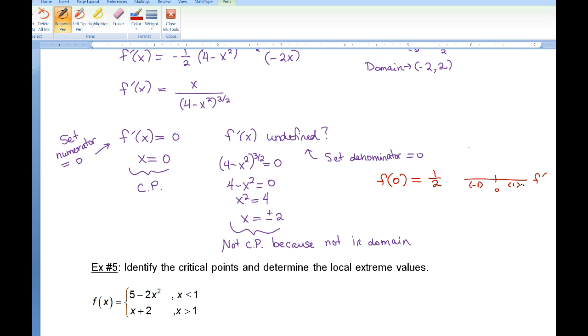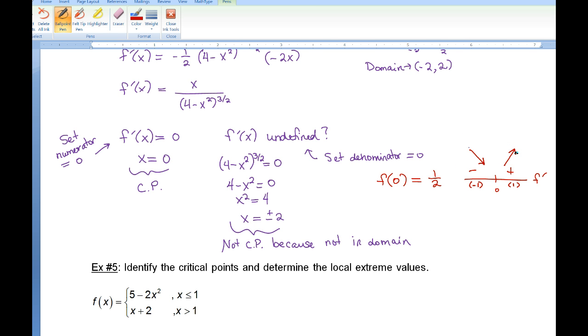If I plug in -1 to the derivative, do I get a positive or a negative? That's why I labeled this f prime. The bottom is going to be positive no matter what, right? Look at the top. If you get a -1 over positive, you get negative. And then plug in 1, we get positive over positive.